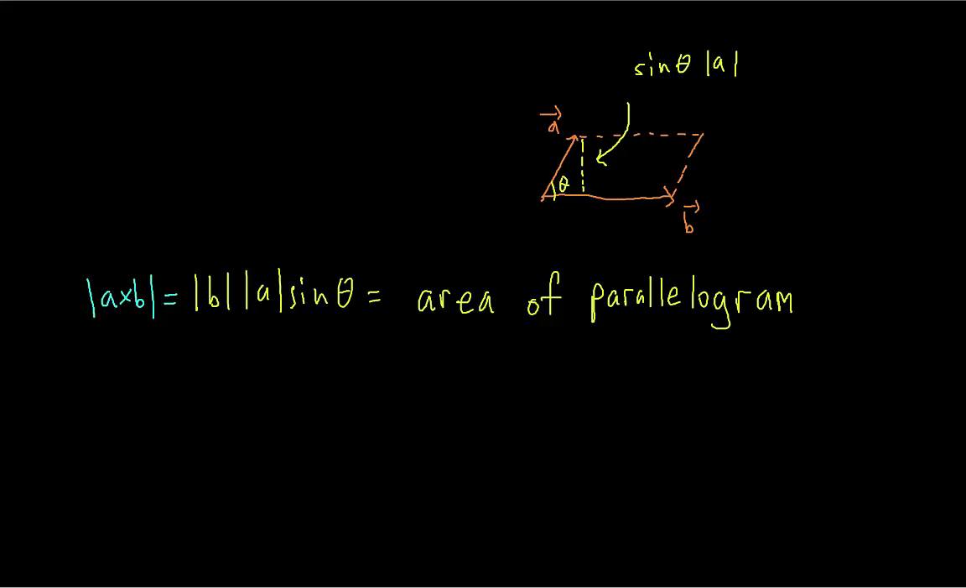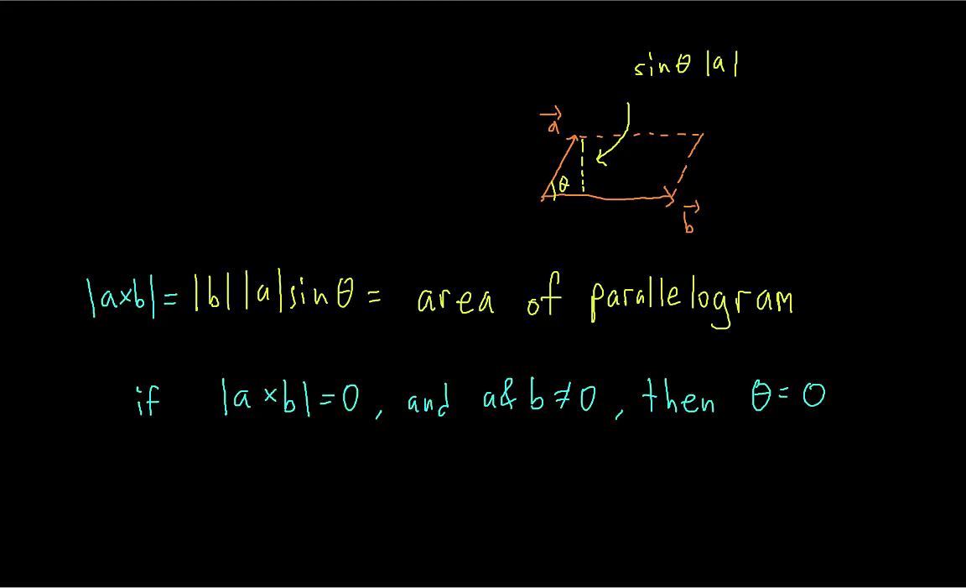And so remember how if the dot product of two vectors is 0, then that means they are perpendicular. Well, if the cross product of two vectors is 0, and the two vectors aren't 0 themselves, then that means the sine of theta must be equal to 0. And so if sine of theta is equal to 0, then the angle between the vectors must be 0 or pi. And so that means the vectors are parallel or anti-parallel. Anti-parallel just means they're parallel, but they're pointing in opposite directions. That would be if theta is pi.